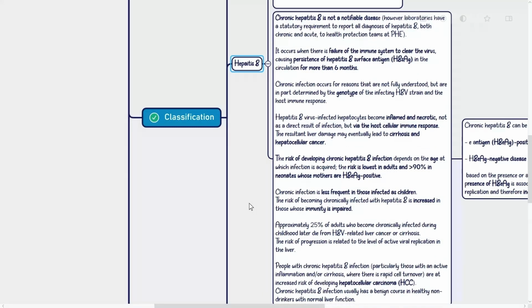Chronic hepatitis B is not a notifiable disease. However, laboratories have a statutory requirement to report all diagnoses of hepatitis B, both chronic and acute, to health protection teams at PHE. It occurs when there is failure of the immune system to clear the virus, causing persistence of hepatitis B surface antigen in the circulation for more than 6 months.